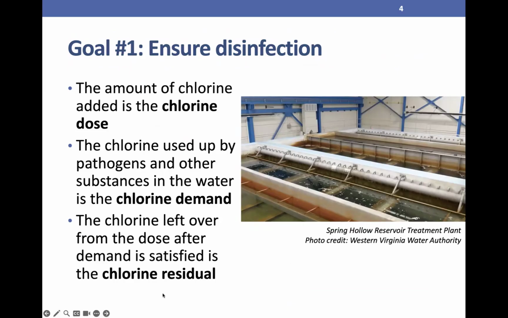First, the amount of chlorine added is the chlorine dose, while the chlorine used up by pathogens and other substances in the water is the chlorine demand. The chlorine left over from the dose after demand is satisfied is the chlorine residual.